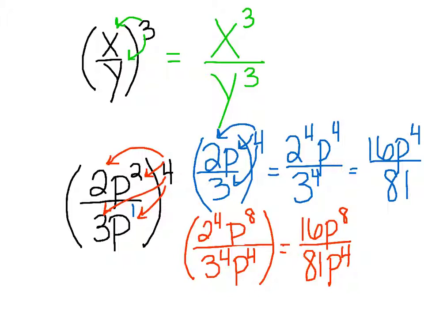But if you left this as your final answer, you'd get it wrong because you're not simplified here. So remember, when dividing, we keep the base, subtract the exponents, and 8 minus 4 is 4. So we get 16 p to the 4th divided by 81. And as you hopefully notice, these are the same answers. Therefore, it doesn't matter which route you take. They'll both get you to the right answer in the end.